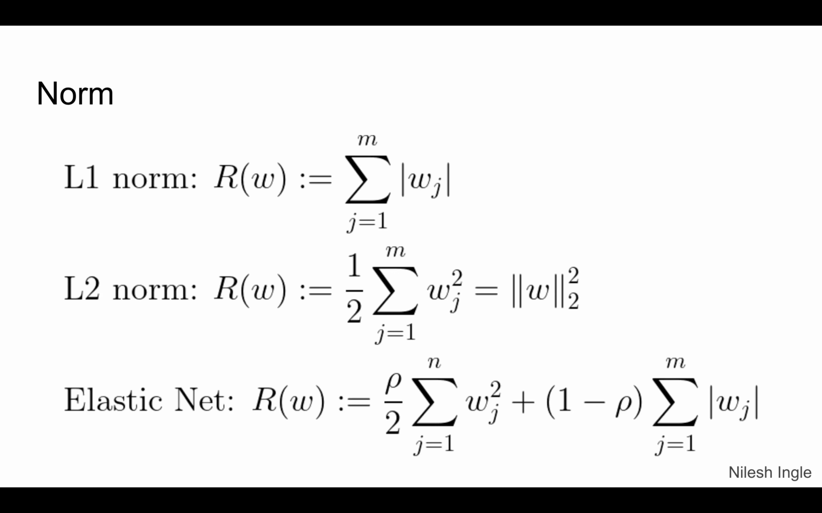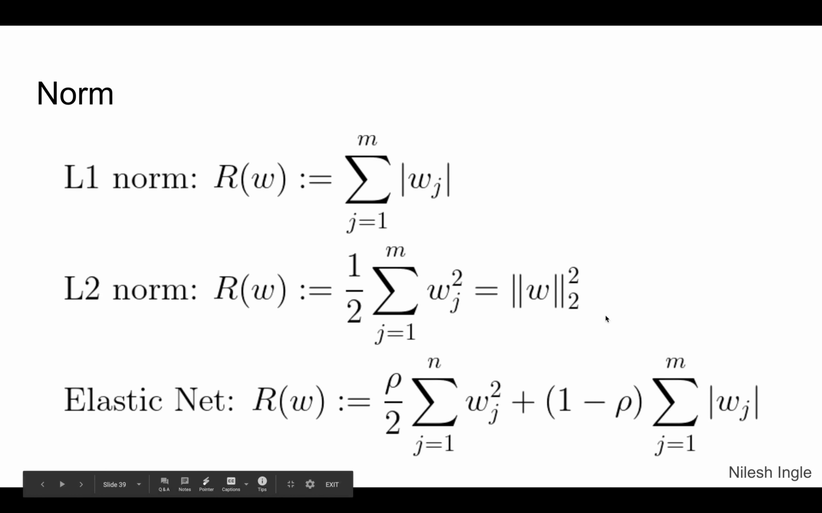Finally, let's look at norms. We won't go into the details because we have covered this extensively in the previous videos in this series. So the SGD supports L1, L2, and elastic net. L1 is the absolute value of W, and the L2 norm is the squared value of W. And elastic net is a combination of both with the parameter rho. If the value of rho is 0, then this term goes away and you're left with just the L1 norm. And if the value is 1, then this term goes away and you're just left with the L2 norm.